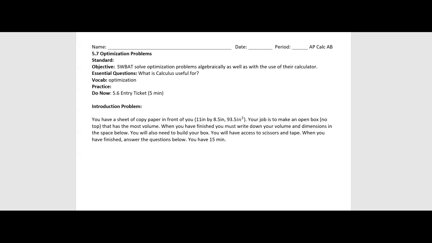Today we're going to finish a unit by talking about optimization problems. And I think you'll pretty quickly figure out what optimization means once we get into a problem or two and you realize what they're asking you to do. So let's look at this introduction problem.